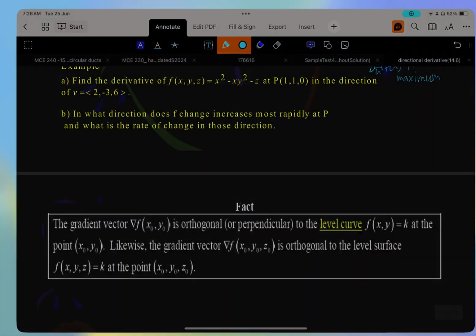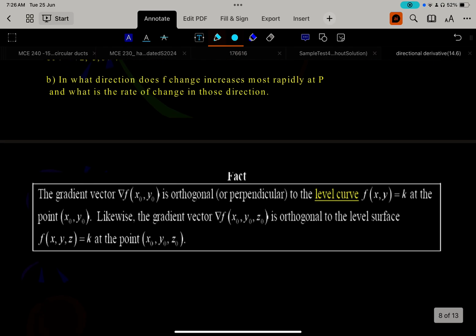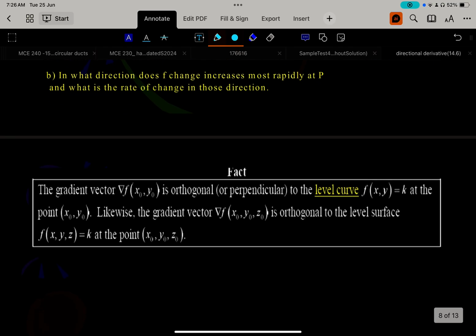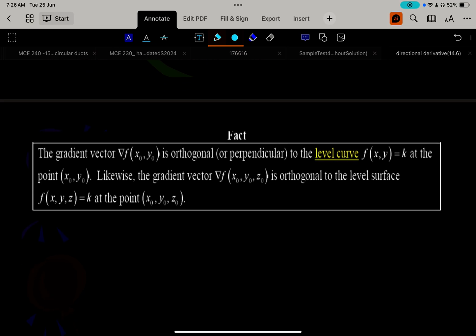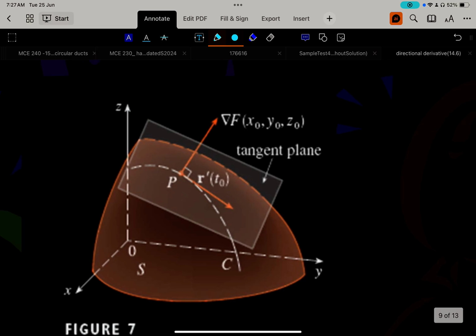Okay, moving on to the next topic. So here we have the gradient vector is orthogonal or perpendicular to the level surface. What's the level surface? f of x, y equals k at point x naught, y naught. Now we see this in a graph. Likewise, the gradient vector of f is orthogonal to the level surface f of x, y, z equals k at the point x naught, y naught, z naught. So I have two variables and three variables. And this is a fact. Let's see what this means.